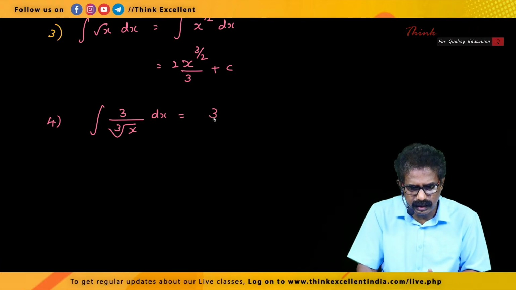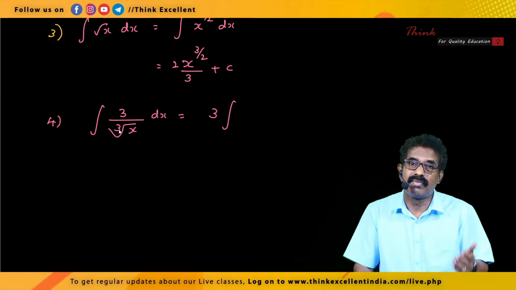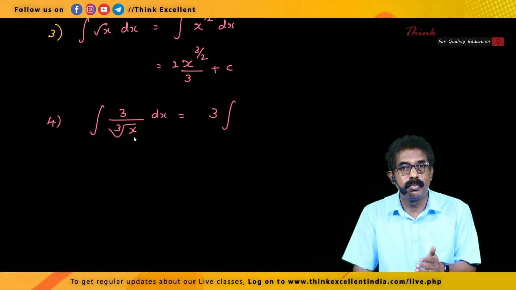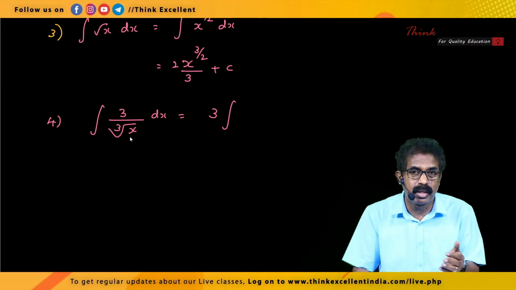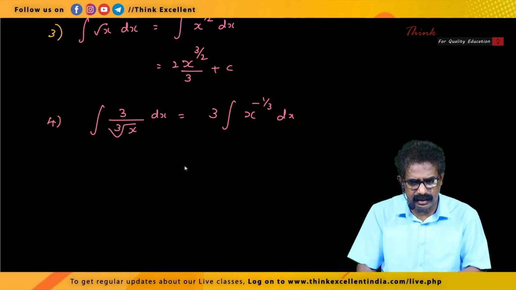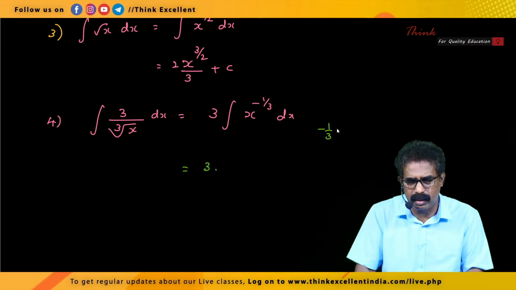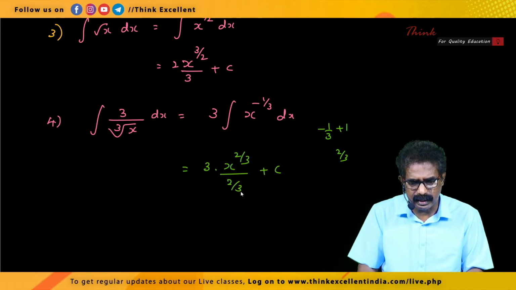So 3 into integral. This we have to rewrite. We have to bring it to the x raised to n form. Cube root of x means x raised to 1 by 3. If you bring it to the numerator, it becomes x raised to minus 1 by 3. Now we have to integrate it. That is 3 into, add 1 to the power minus 1 by 3: if you add 1, you get 2 by 3. So your answer is x raised to 2 by 3 by 2 by 3 plus c. When that 3 goes up, 3 threes are 9. Right? So this is your answer.